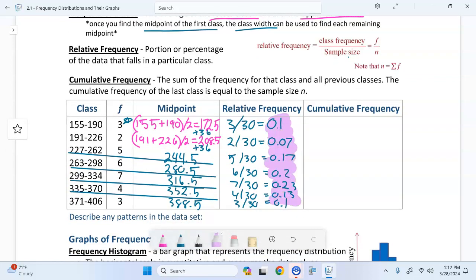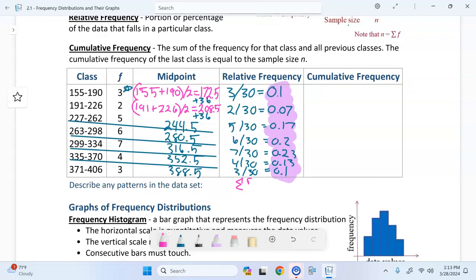Add up all of those decimals. What do we get? Not 30. 1. We get 1. 0.1 plus 0.07 plus 0.17 plus 0.2 plus 0.23 plus 0.13 plus 0.1 equals 1.